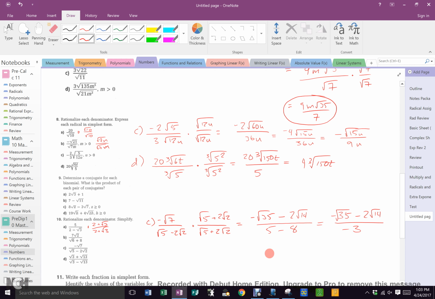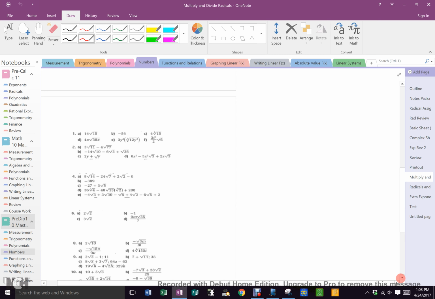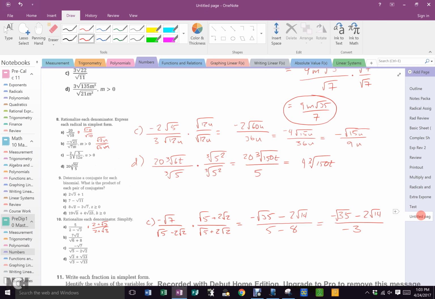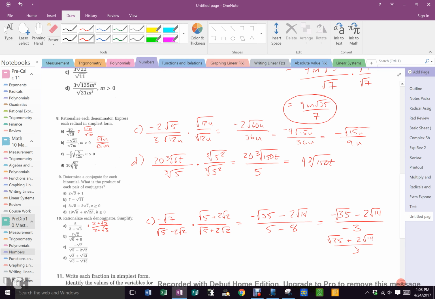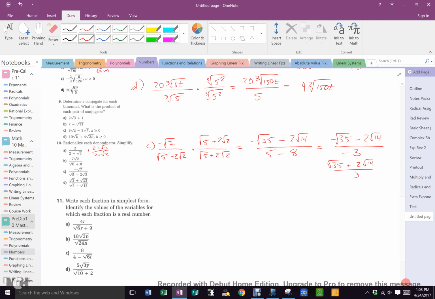You could leave it like that, or I don't remember what they have in the answers. What was this we were doing? 6, 9, 11C. 11C, they just made it positive. So you would make that root 35 plus 2 root 14 over positive 3. And then, let's see, there's room to do D here.